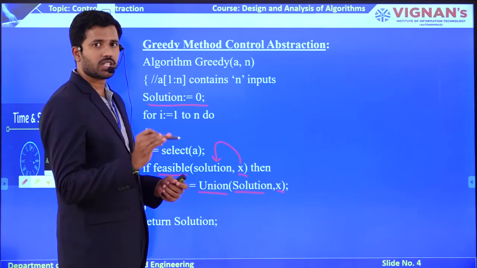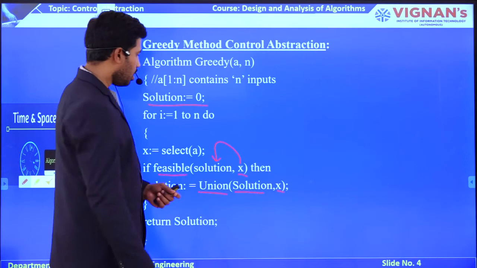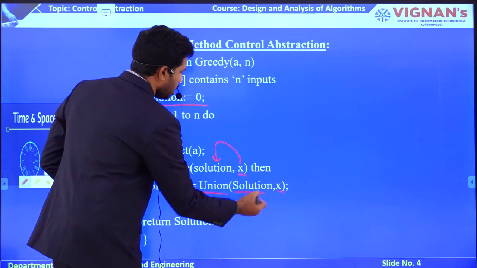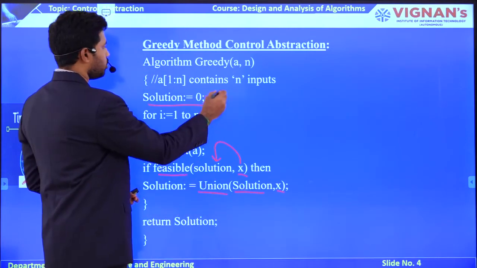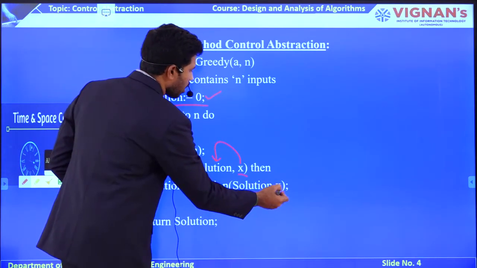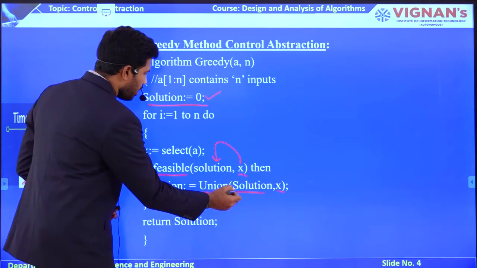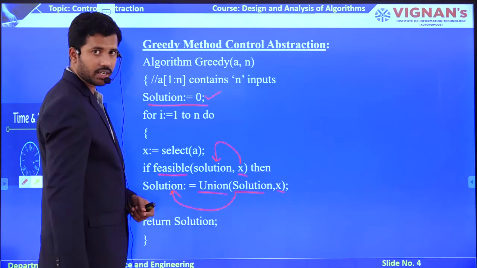For every stage you are applying this. Okay, so then only I am going to combine or update my solution set. Previously my solution set is 0. Now I am going to update it with solution comma X. Nothing but I am updating my solution set, so that updated value will be assigned to the solution set again.